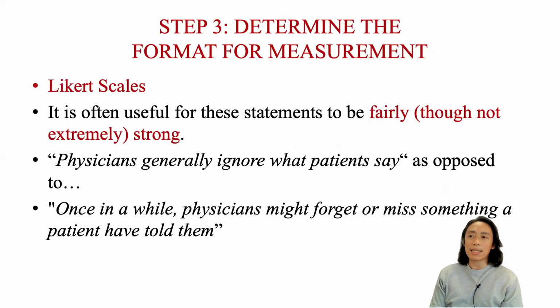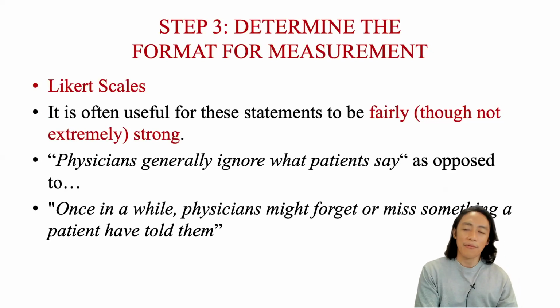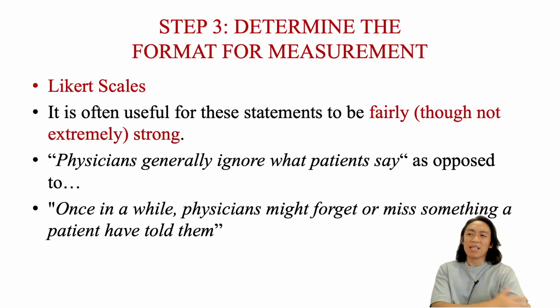This one is an example of a fairly strong statement: physicians generally ignore what patients say, as opposed to once in a while, physicians might forget or miss something a patient has told them. And this is something that you also have to remember in writing the items. Typically, the items have to be fairly strong, but not extremely strong. What would be an extremely strong statement? Something like, all physicians ignore what patients say all the time. I think that's rather an extremely strong statement.